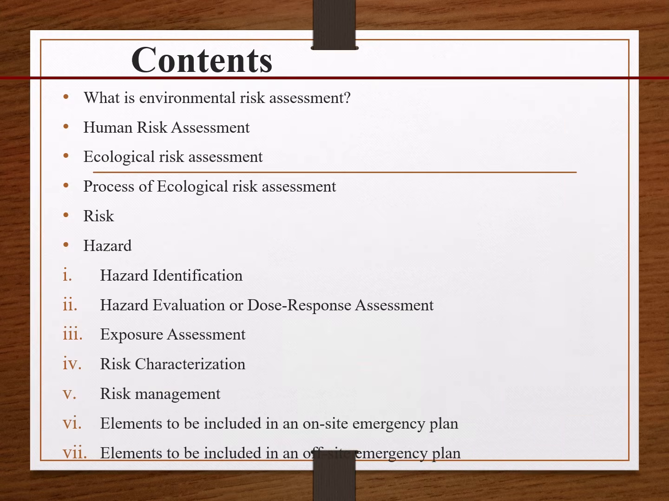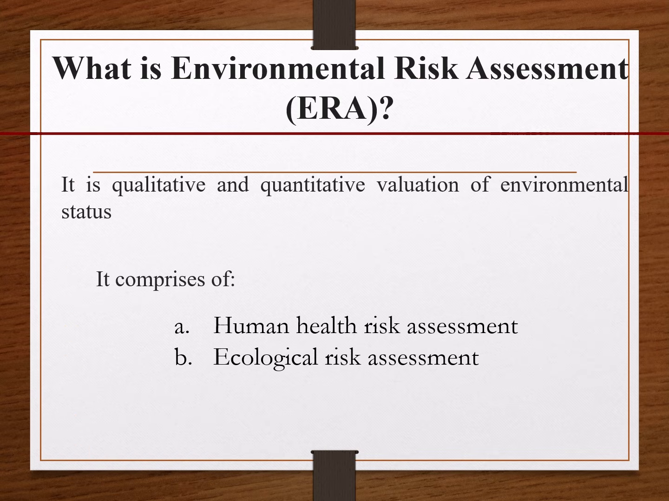After watching this video, you will be able to explain what is environmental risk assessment, what is human risk assessment and ecological risk assessment, process of ecological risk assessment, difference between risk and hazard, how hazard can be identified, hazard evaluation or dose response assessment, exposure assessment, risk characterization, risk management, elements to be included in an on-site emergency plan, elements to be included in an off-site emergency plan.